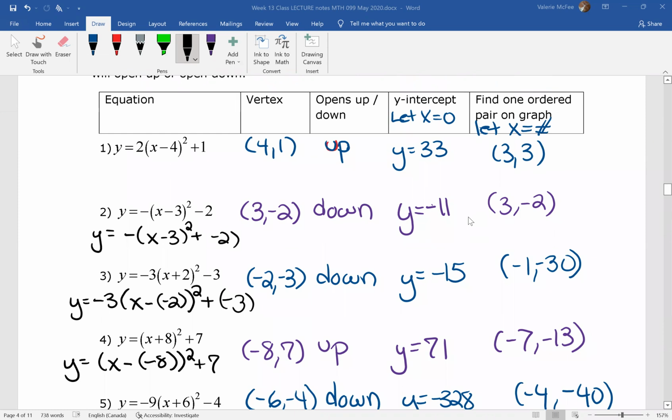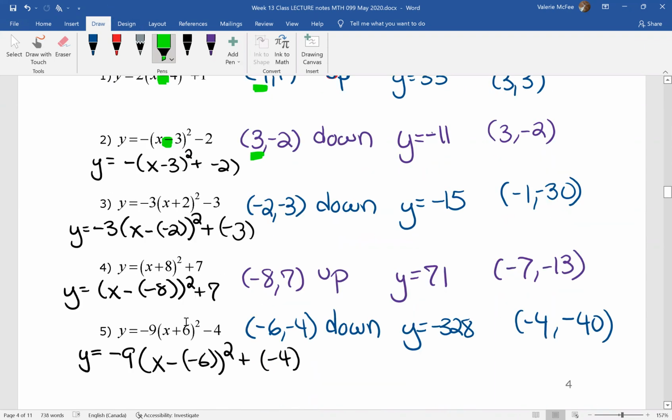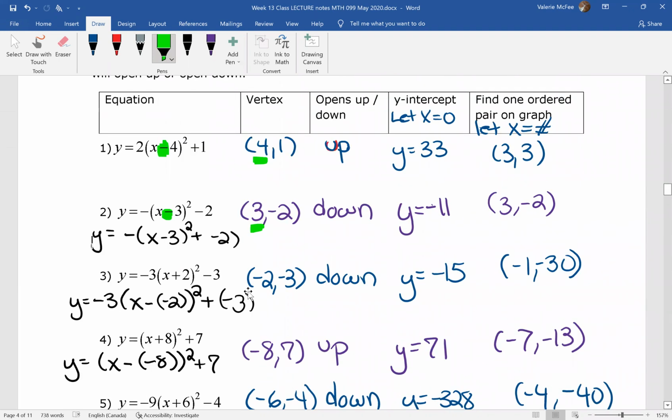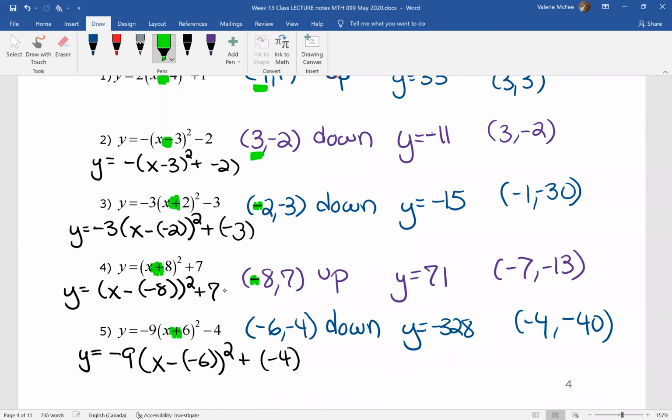I want to look at, though, an easy way of identifying the vertex. Notice that when we have a minus sign here, x is positive. We have a minus sign here, x is positive. Do we have a minus sign anywhere else? No. Okay. What happens when we have a plus sign here? Then x is negative. A plus sign here, x is negative. A plus sign here, x is negative. You always use the opposite of the sign on h.